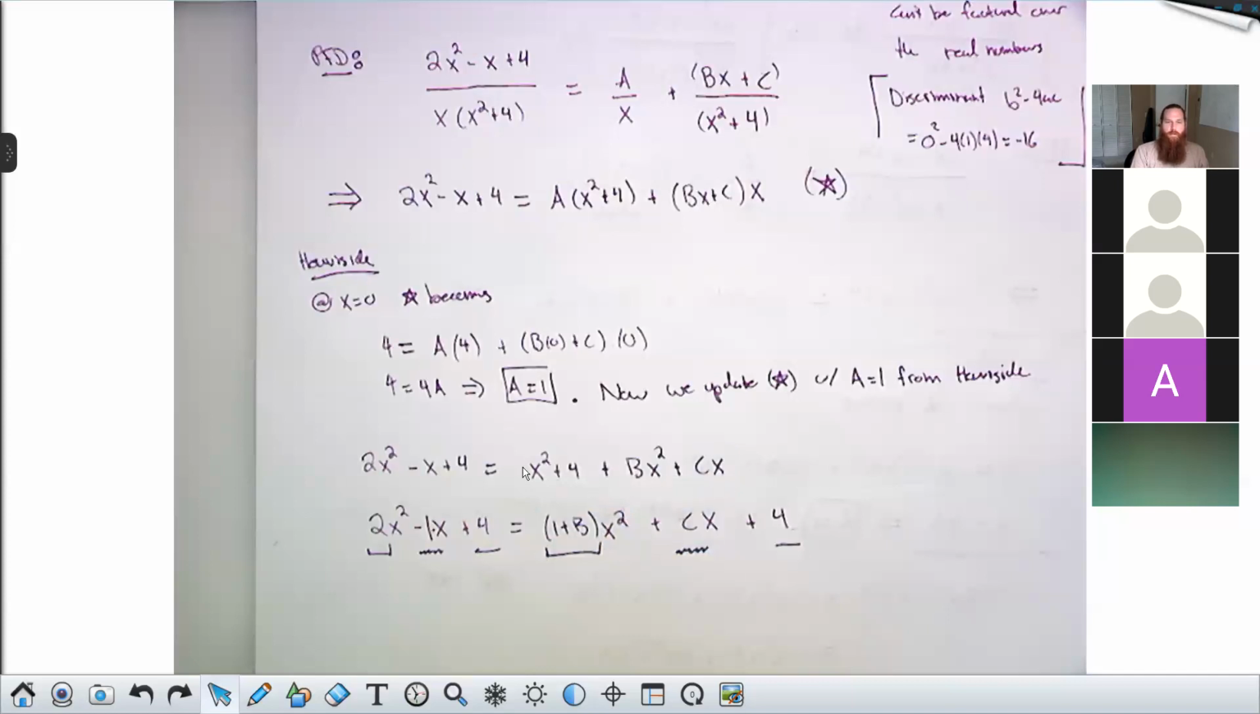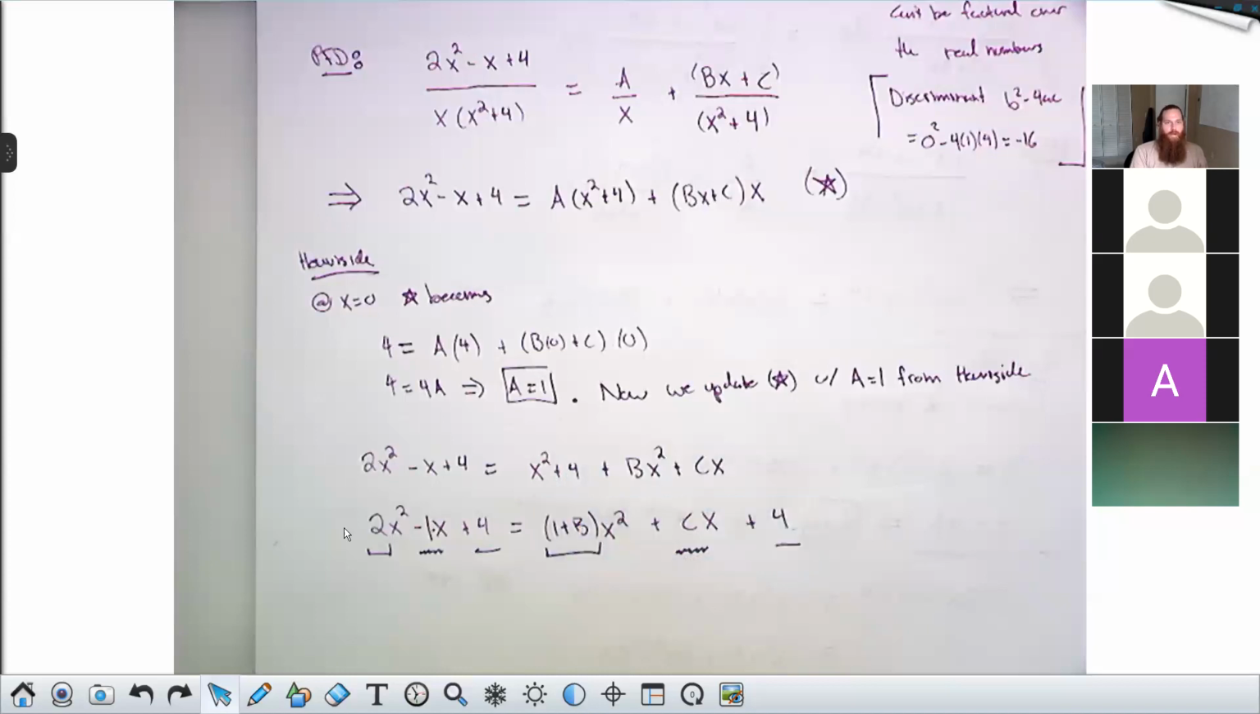So I'm just combining like terms. To go from here to here, I just combined all my like terms. I put my x squareds together, I put my x's together, I put my constants together. My x squareds are x squared plus bx squared. So that's 1 plus b times x squared. The cx is cx and the 4 is the 4. Are we okay with this? Yes. Yeah, I get it now.